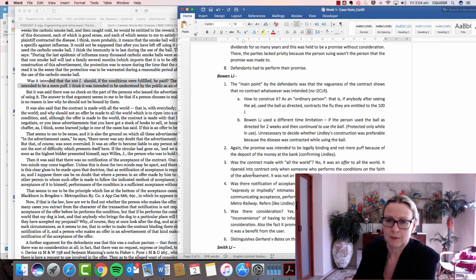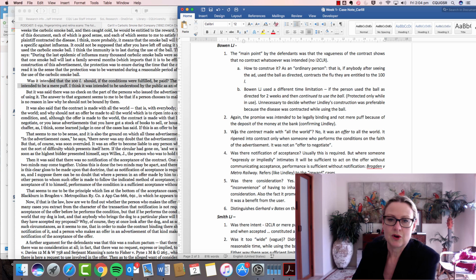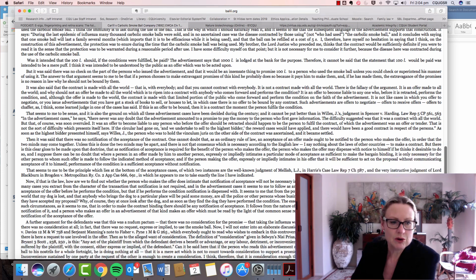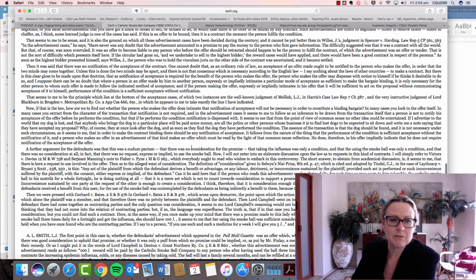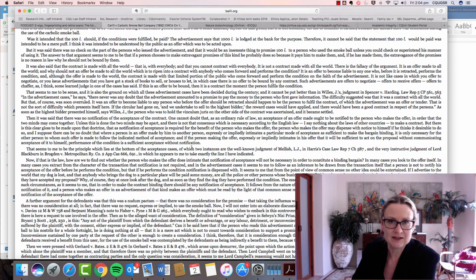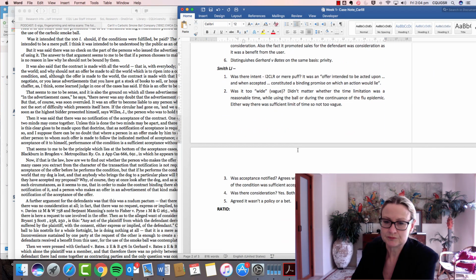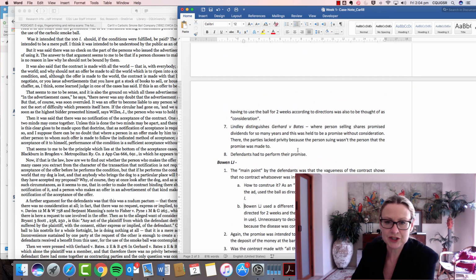Then, was the contract made with all the world? Was the contract made with all the world? Okay. So you carry on like that and you list out the main points that each judge had to discuss and find for or against. Okay. So then you do the same with Smith and you work out what the ratio is.